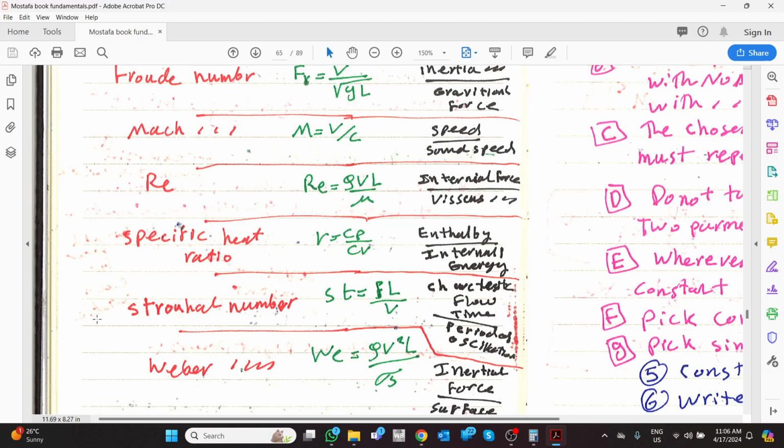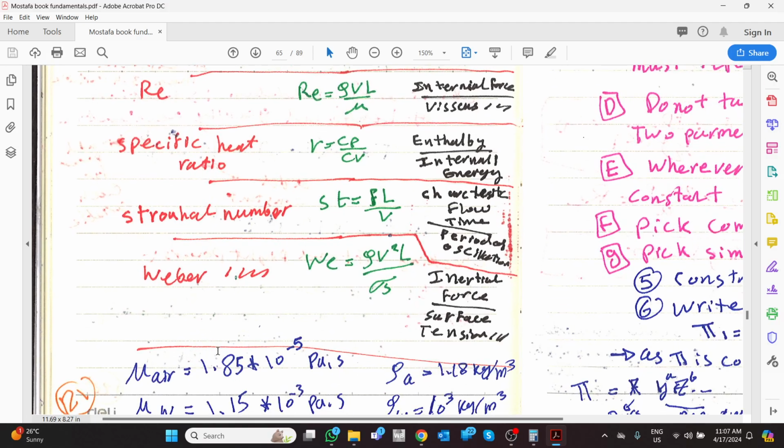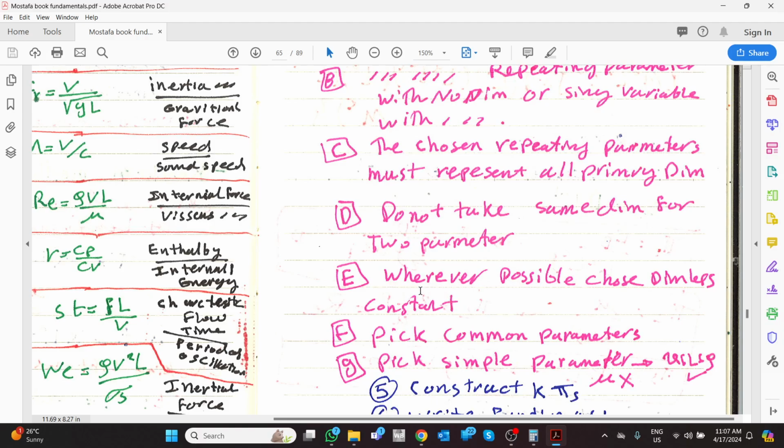Enthalpy over the internal. Strouhal number, which is characteristic flow time divided by Weber number, etc. Okay, so try to use a parameter, the repeating parameter, which is a common one.